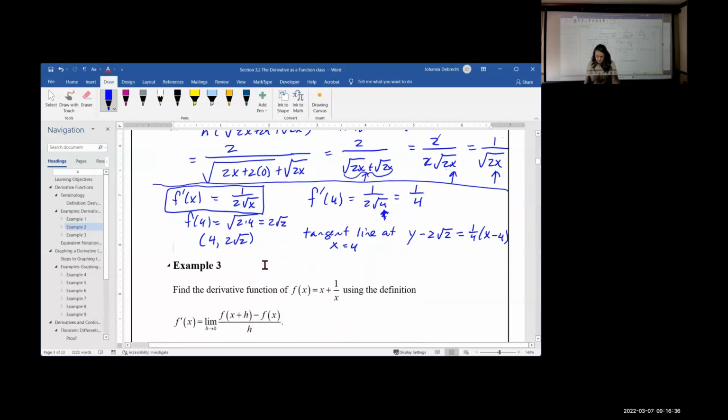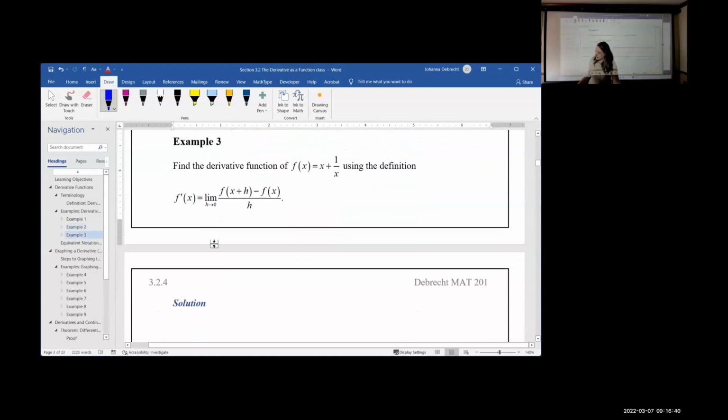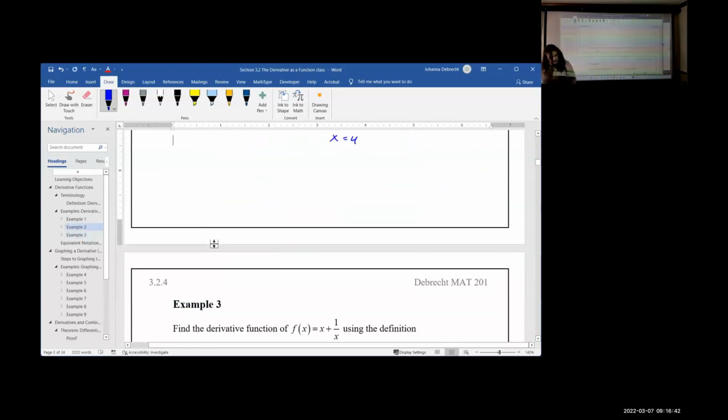All right. Okay, let's try this next example. And I think I'm going to turn it onto the next page. There we go.